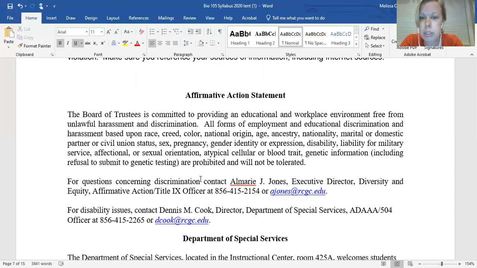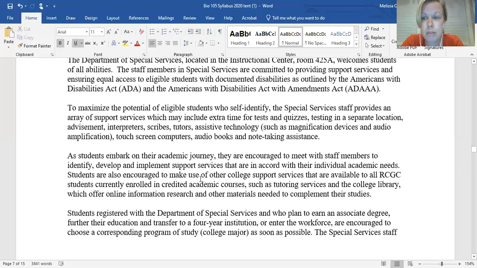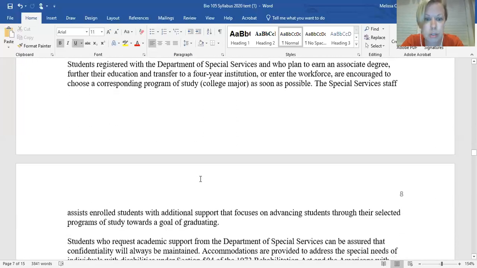So if you have any questions about that, we do have our officer's name here, Almarie Jones, and you would want to reach out to her. For disability issues, we have Dennis Cook, and he's in charge of the special services. So if you need accommodations like extra time testing, you would need to provide documentation of that to special services, and then they would provide it to me. And then of course I would provide you accommodations.